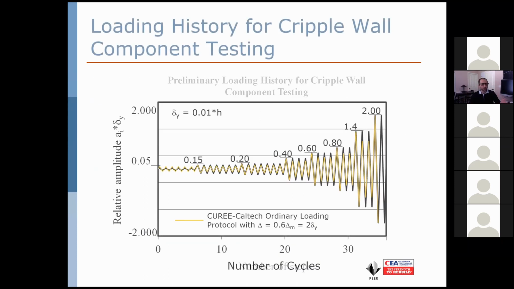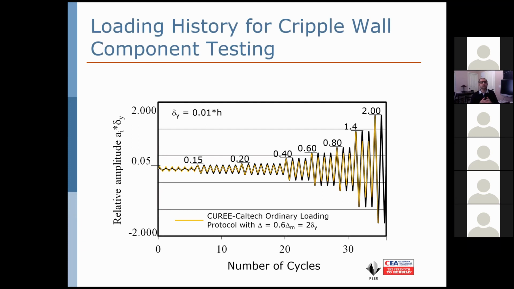So with this, and without bothering you with further details, let me show you what we have in terms of our loading protocol and how it compares with the best before it, which was the work by Curee at Stanford University. The yellow line that you see is the loading protocol from their work. The vertical axis shows the relative amplitude. I have normalized this for our work, assuming that 1% drift is the reference drift level that we anchor our loading protocol to. The horizontal axis shows the number of cycles.